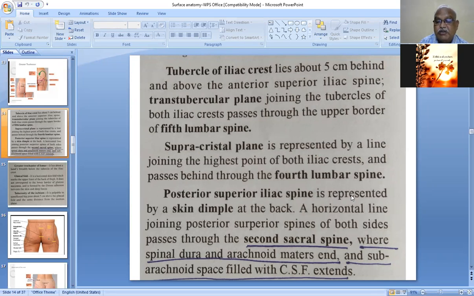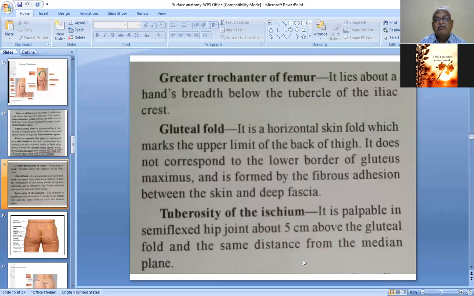The posterior superior iliac spine is represented by a skin dimple at the back. A horizontal line joining the posterior superior iliac spines of both sides passes through the second sacral spine, where the spinal dura and arachnoid mater end, and the subarachnoid space filled with cerebrospinal fluid extends.